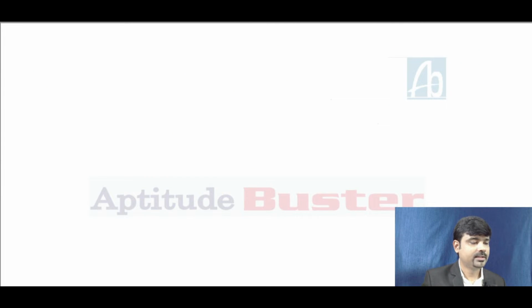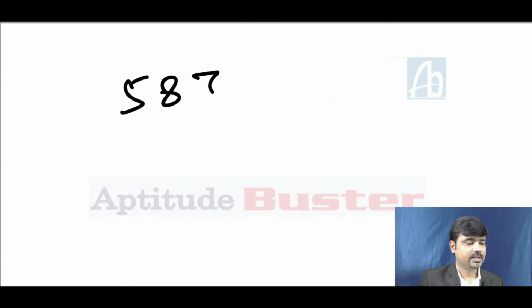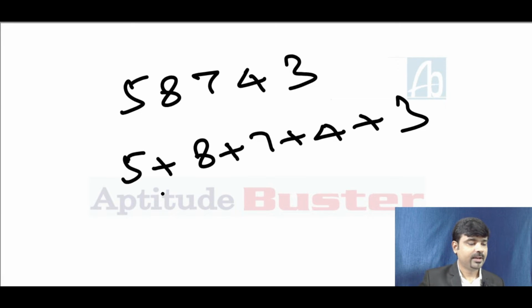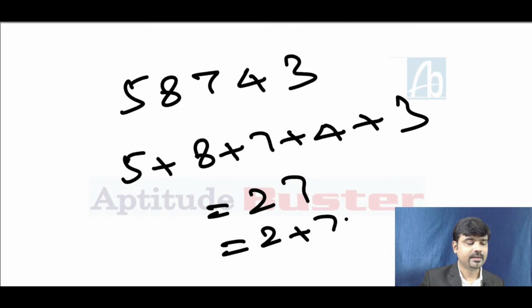If I take one example, 58743, is it divisible by 9? Yes. Check it: 5 plus 8 plus 7 plus 4 plus 3. 5 plus 8 is 13, plus 7 is 20, 24, 27. Here the sum of the digits is 27. Again add these two digits, 2 plus 7 is 9. This is divisible by 9.